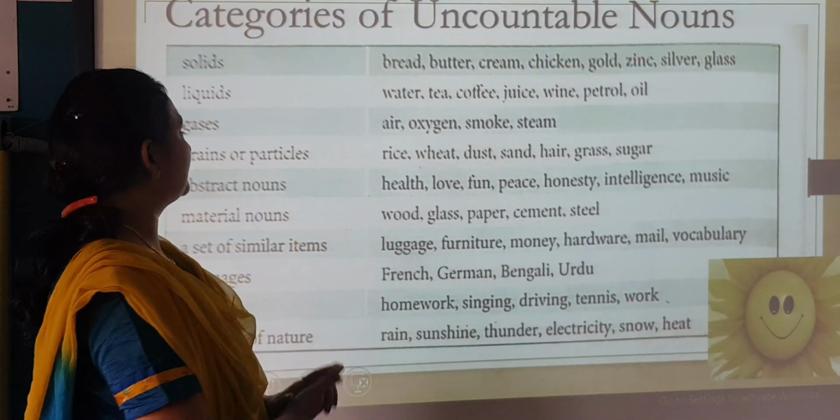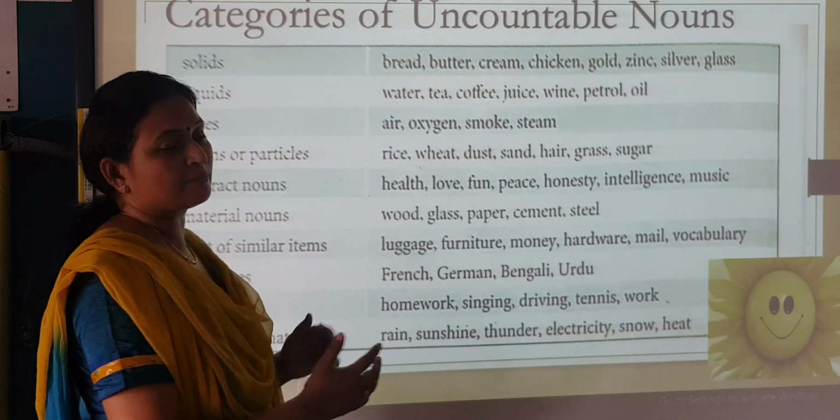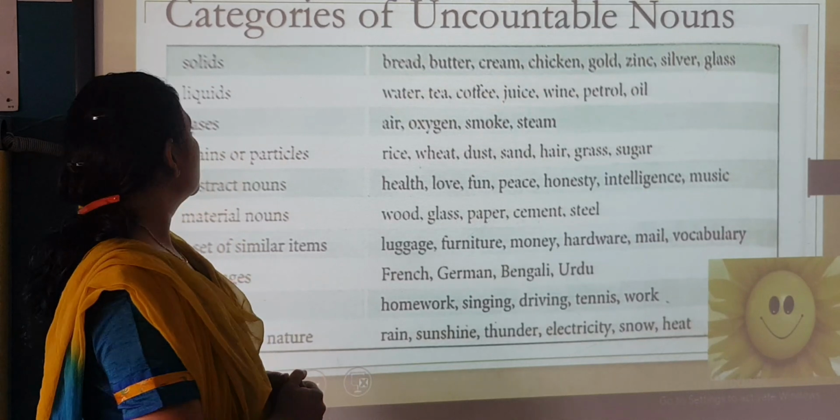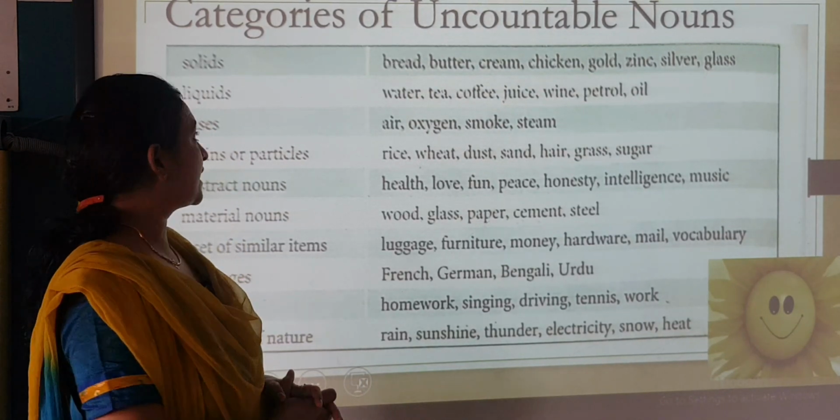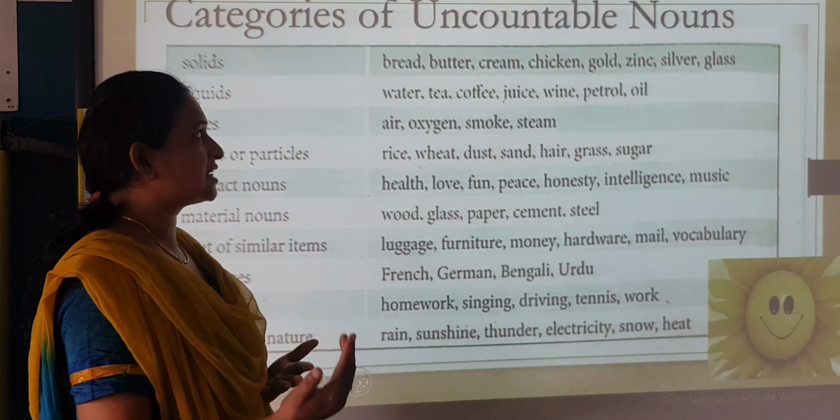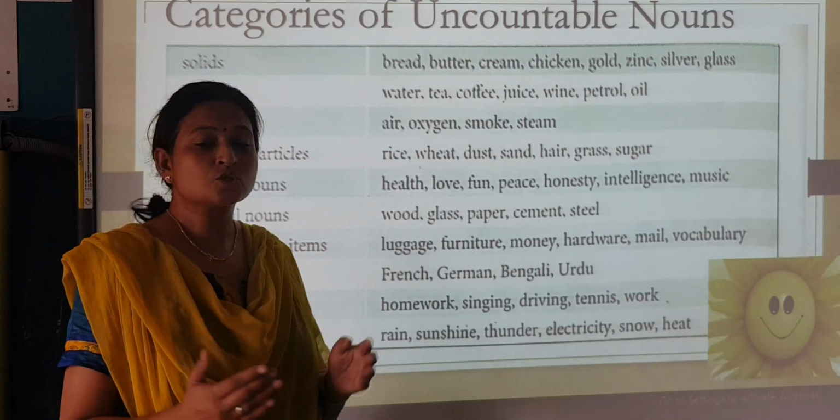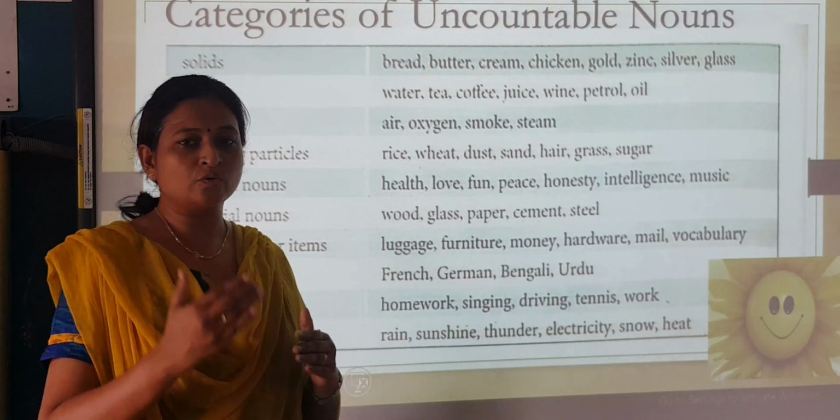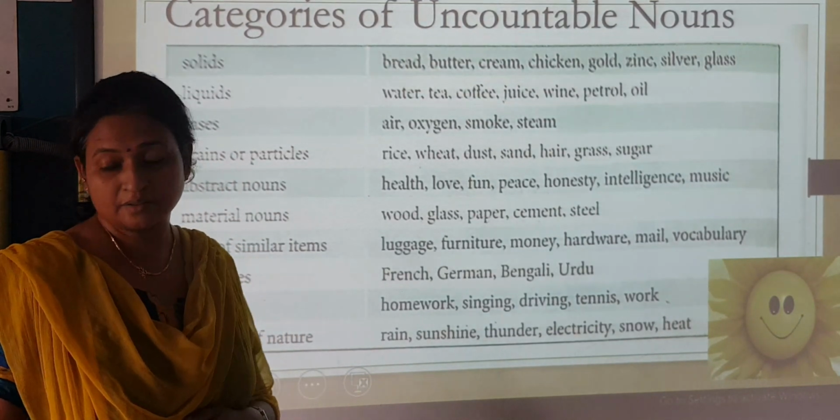Now here you have a table with you, categories of uncountable nouns. The same table you will find in the textbook. I will be sending the PDF of this page so you can refer to it in detail. So here they have given the solids like bread, butter, these are all uncountable nouns. Then you have liquids, water, tea. So go through that page and you will be able to identify some more uncountable nouns.